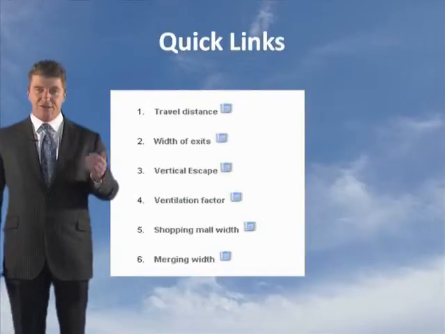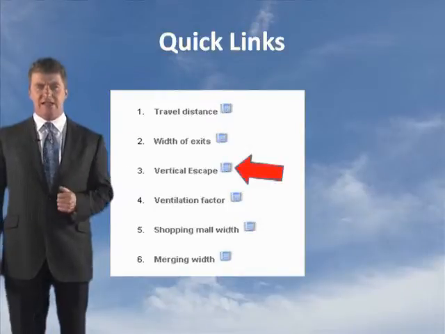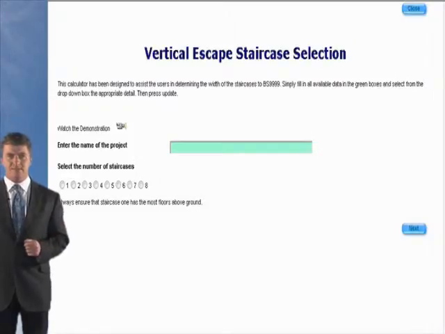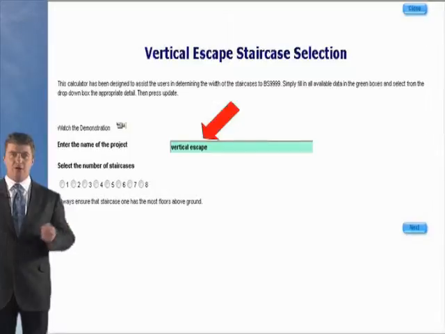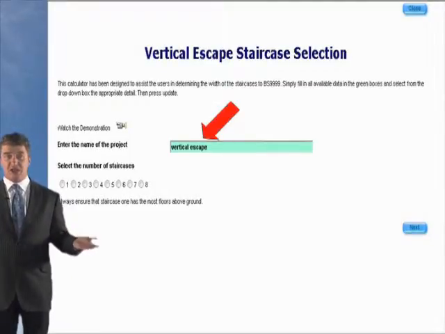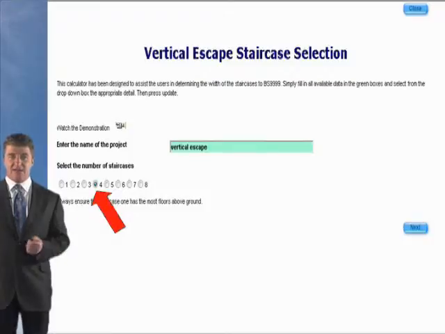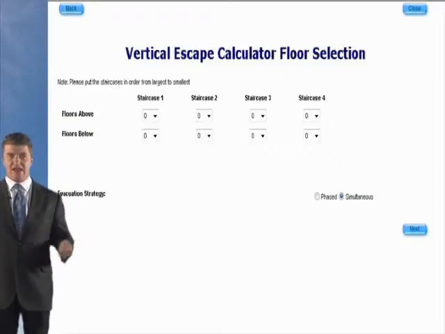How do you use it? First of all, you click on vertical escape and that opens up the calculator. Then you enter the name of the project. In this case, we'll just call it vertical escape. You've got to give your project a name. Next, you have to select the number of staircases, up to 8. In this case, we'll select 4. Then you press next. This now creates 4 separate staircases.